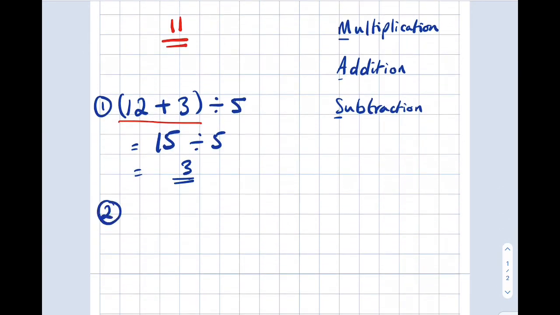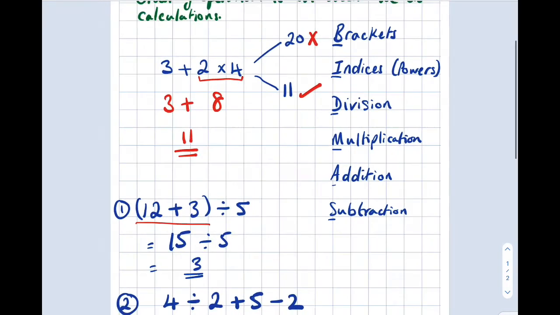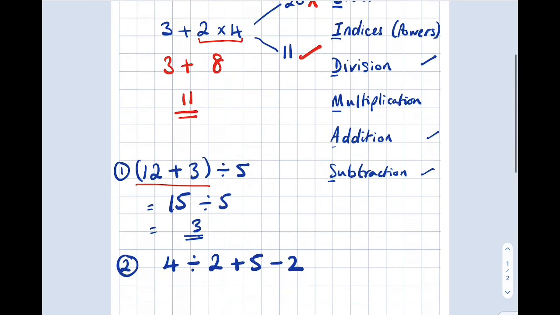Second example for this, what if you have 4 shared by 2 plus 5 take away 2. Okay, so let's just go back to our list. Okay, there's division, there's addition, and there's subtraction. Okay, so I've just ticked the wrong one here. I wonder if anybody noticed. Okay, there's division, there's addition, and then there's subtraction. So clearly division is going to go first. So take care of this bit first. So 4 divided by 2 is 2. And then copy everything else out.